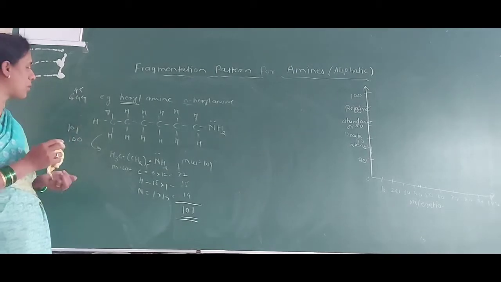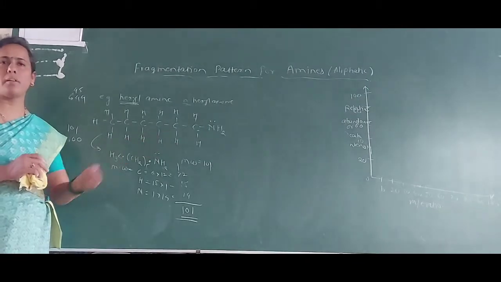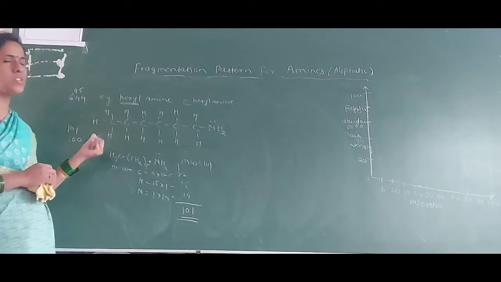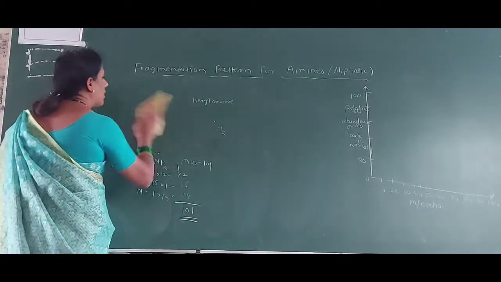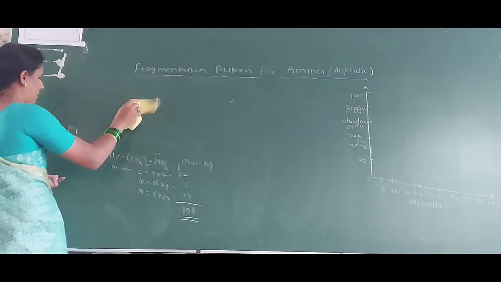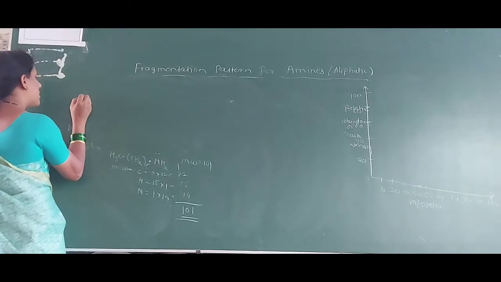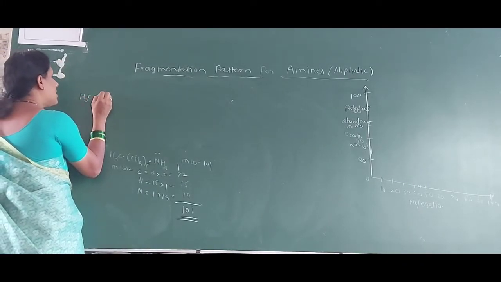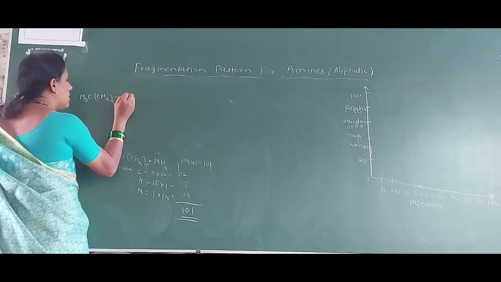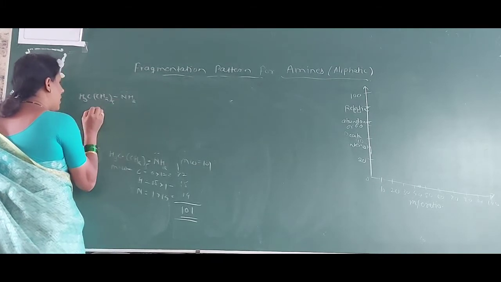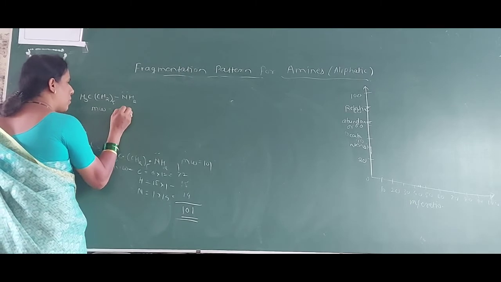So therefore, the possible number of peaks is 2. Whatever other peaks we get here, we just have to explain this fragmentation pattern. Now see here, again I am solving this. That is CH3, CH2 five times and NH2. Okay, MW is equal to 101.